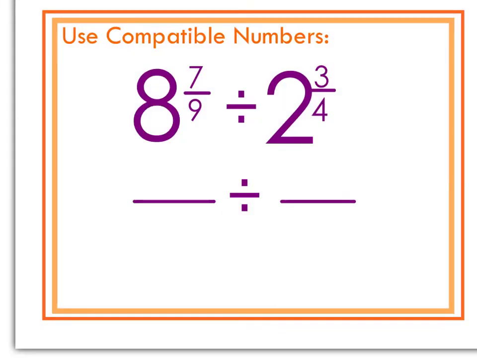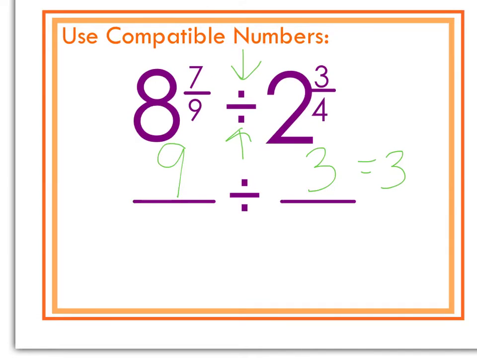All right, use compatible numbers. So here you see we have a division sign, and whenever we have a division sign, we want to make a division problem that works. So if I round this one correctly, I get 9. If I round this one correctly, I get 3. Does that work? Sure. 9 divided by 3, that works very nicely to get my answer of 3.